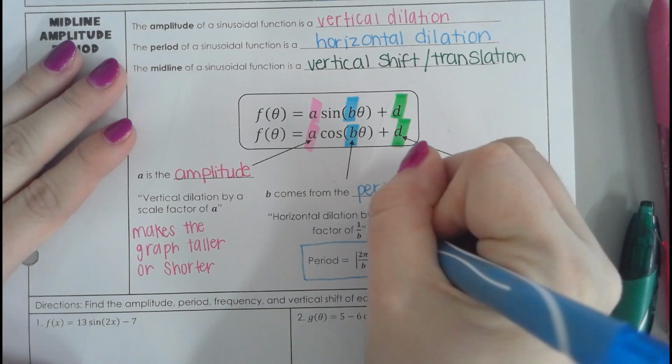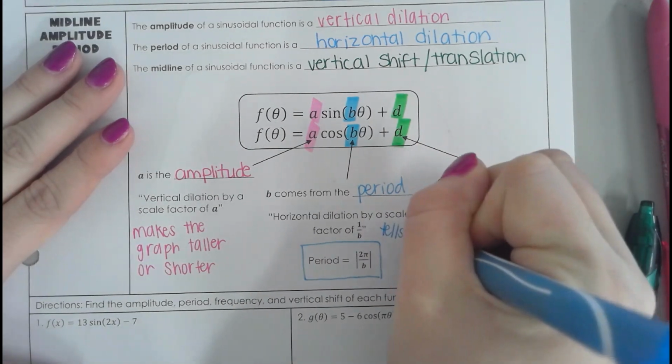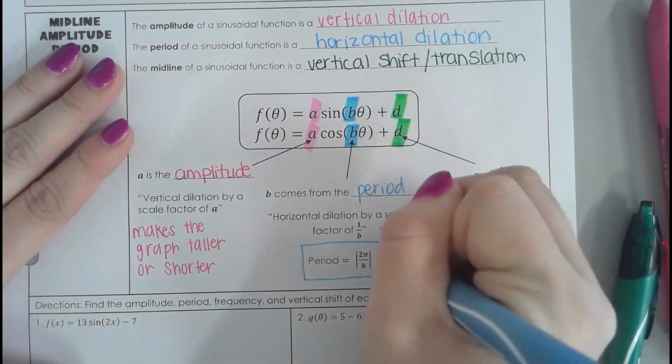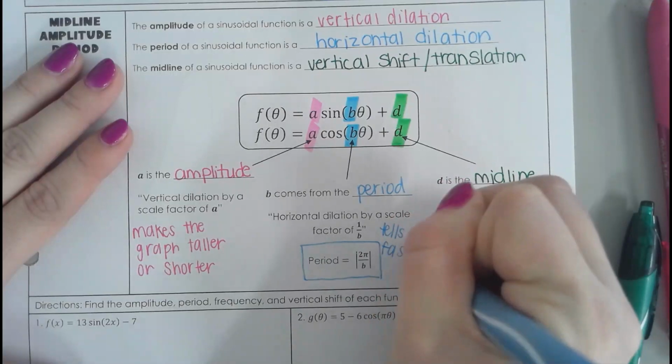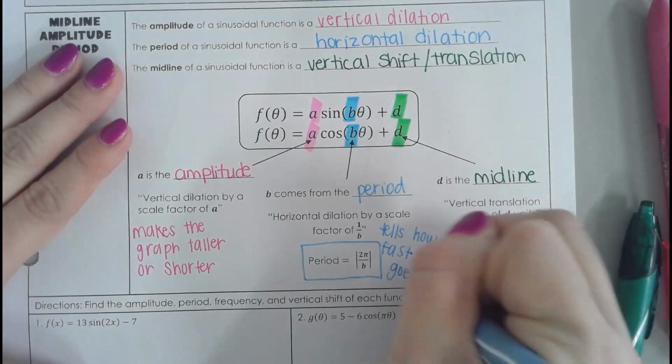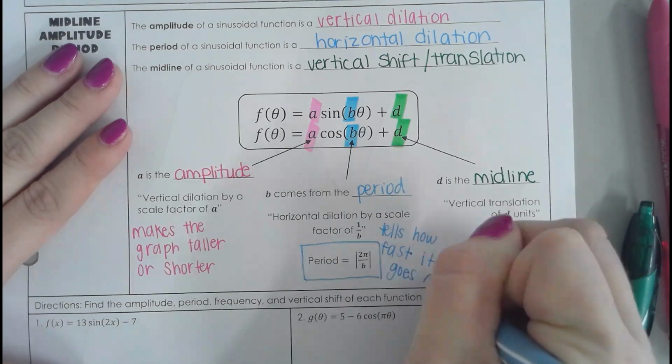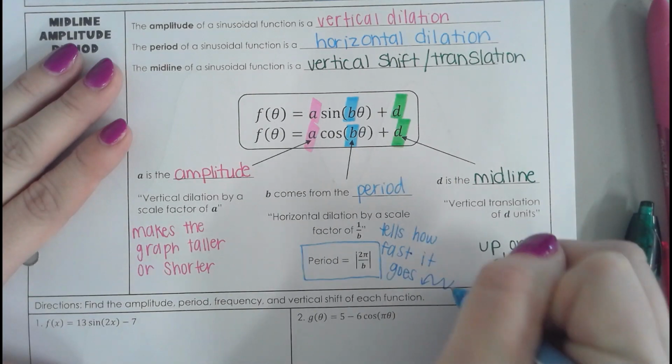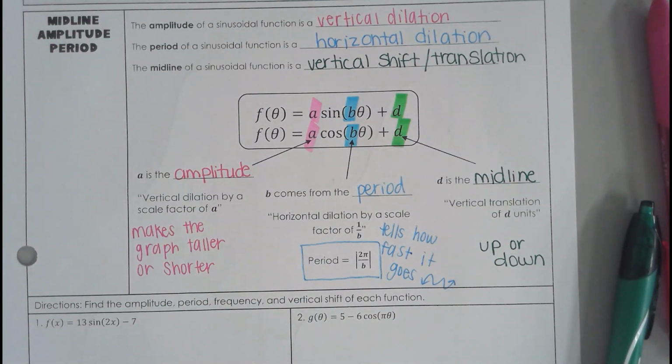Go back to us. How fast? Depending on what the period is, it might be a really slow up and down. Think of a children's roller coaster versus a really fast up and down, a more intense roller coaster. So the period affects that.